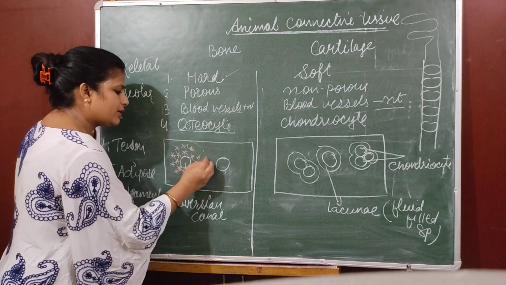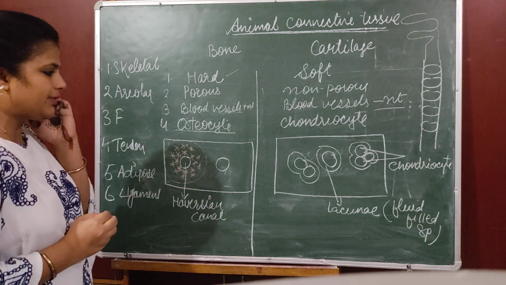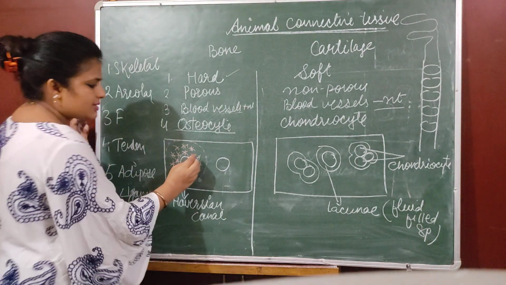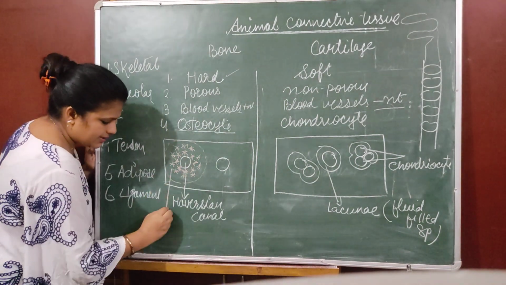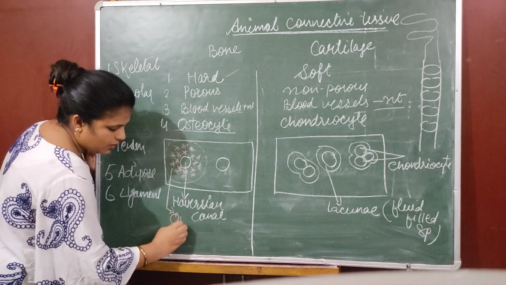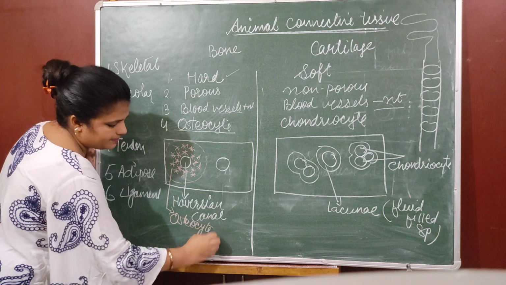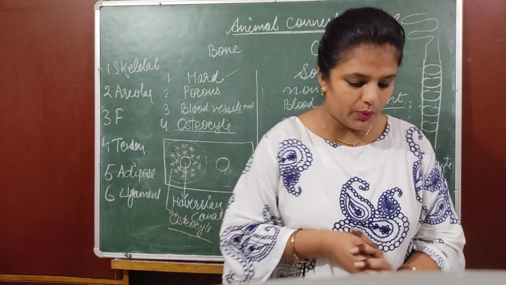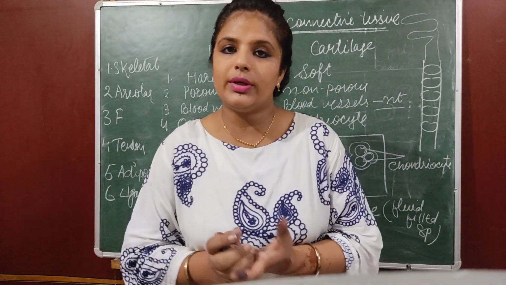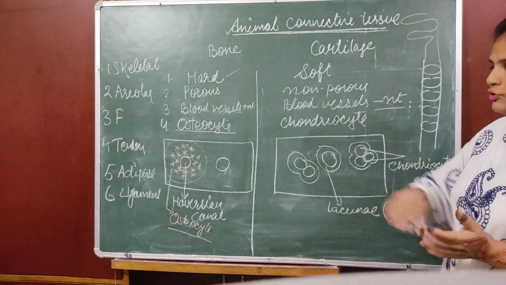And they are also enclosed in lacunae, that is a fluid filled space. Similarly, a similar kind of structure we will see here. So this one is osteocyte. So what is the basic difference between bone and cartilage? Bone is hard and porous, blood vessels present, made up of osteocyte cell.